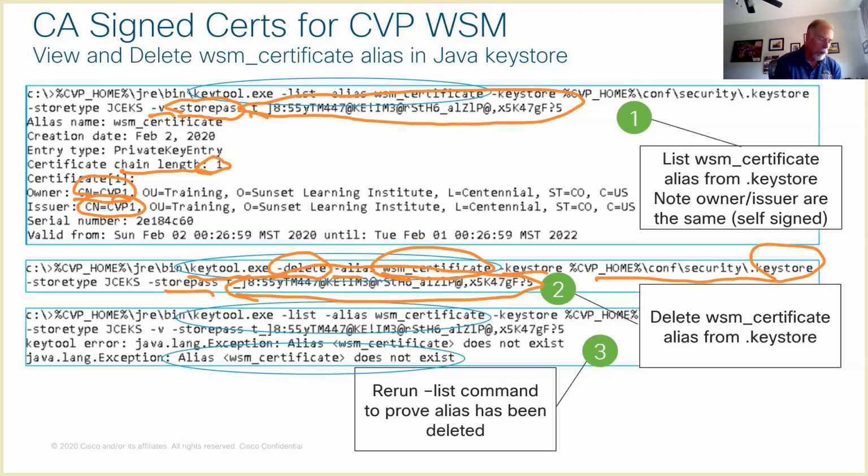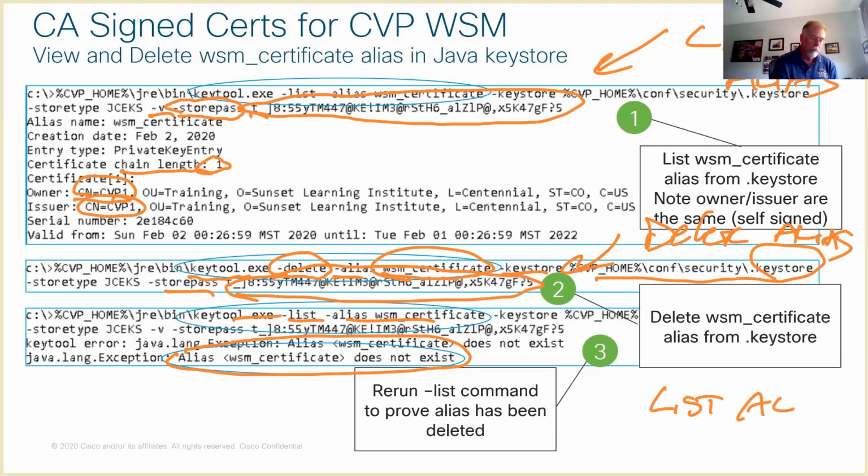But if I reissue that list command of that alias, just hit the up arrow twice, notice what it should come back now and say the WSM certificate does not exist. So a fancy way around here of first off just listing that alias. Step 2, deleting the alias. Relisting the alias. And it should show as gone. And why is that? Because we don't want that thing in there.